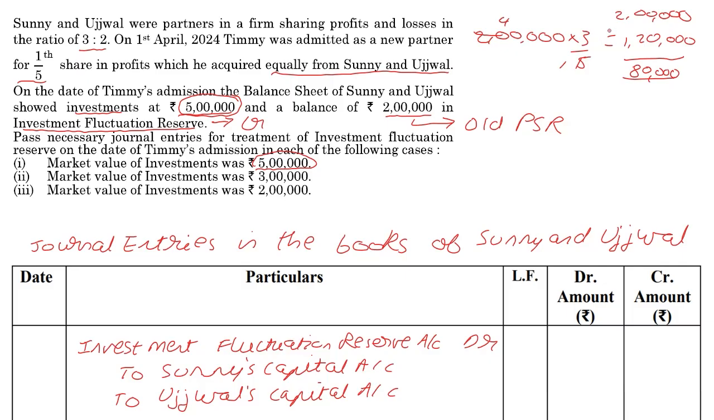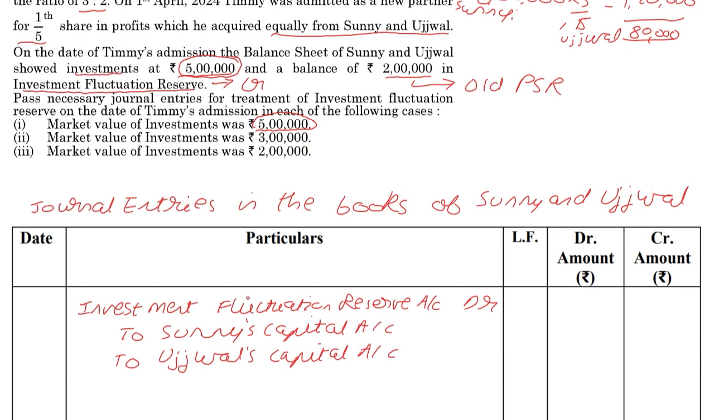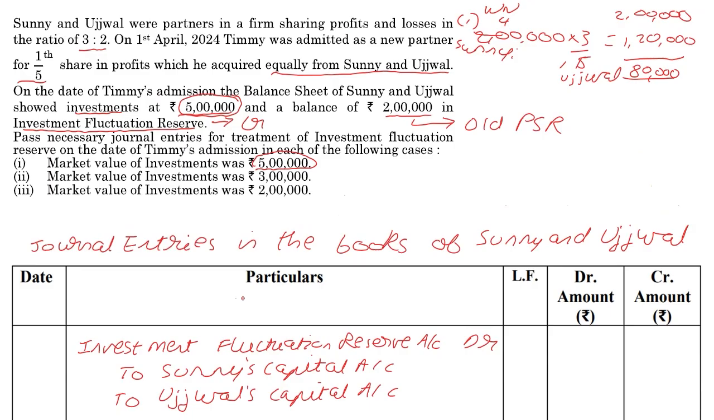Okay, so Sunny, this whole calculation is Sunny, and what you get by subtracting is Ujjwal. Remember, this should be a nice working note 1, which should ideally be at the bottom of your journal. I'm just doing it over here for quick reference. Okay, so I'm debiting by full 2 lakhs and I'm crediting 1,20,000 and 80,000.